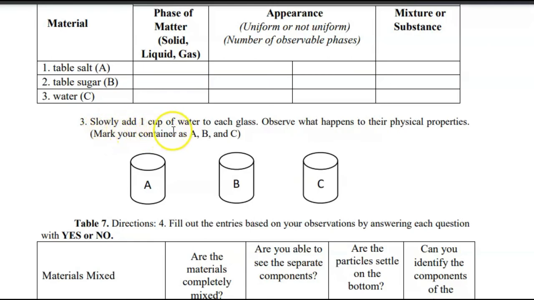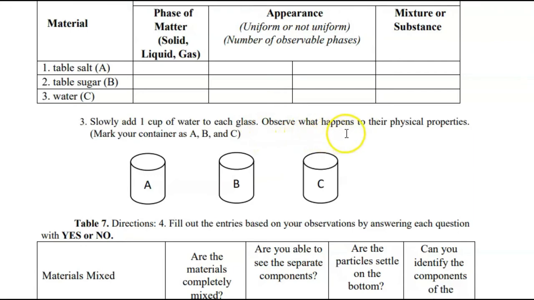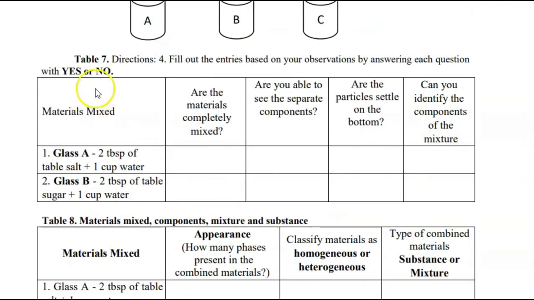Slowly, add 1 cup of water to each glass. So, lalagyan nyo na ng tubig. Observe what happens to their physical properties. So, we have A for table salt, table sugar B, and water for letter C. Let's move on to the table.